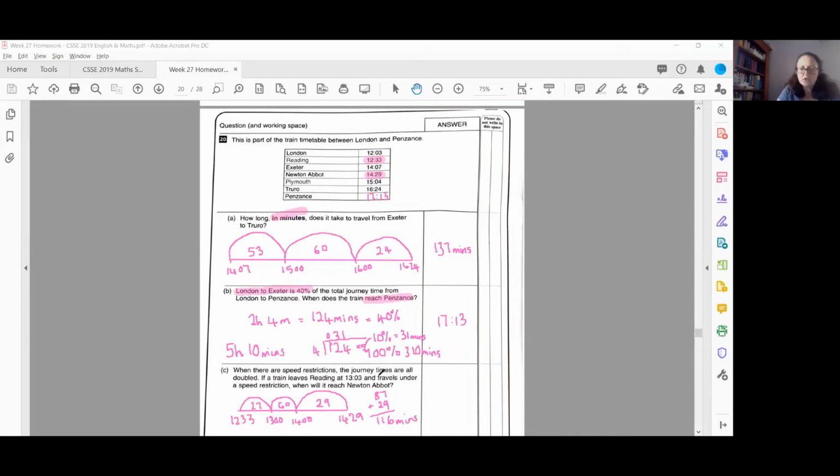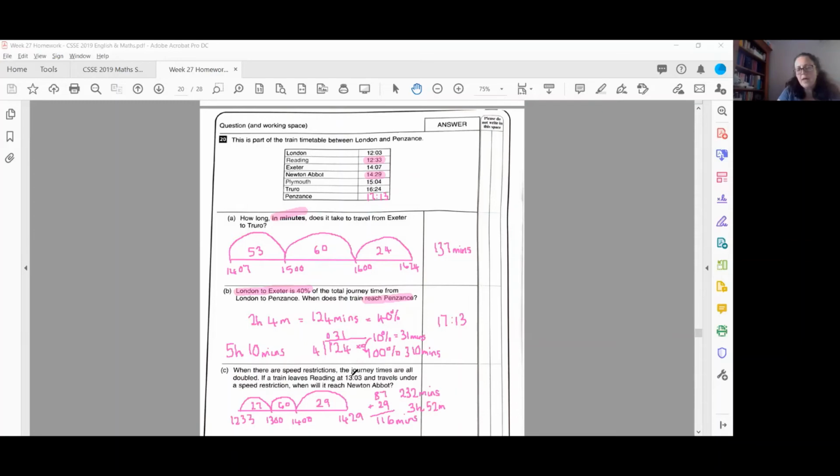And journey times are doubled under the speed restrictions. So I would need to double 116, which would give me 232 minutes. Then I'm going to convert that back into hours and minutes. So 60 will go into 232 3 times. So that will give me 3 hours, which will be 180 minutes, and I have 52 minutes left. So the total journey time will be 3 hours 52.